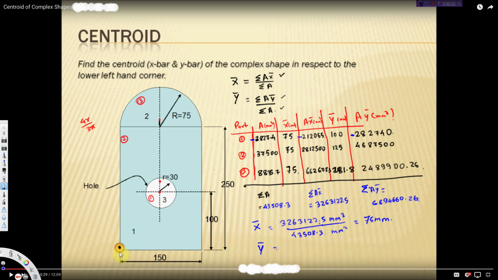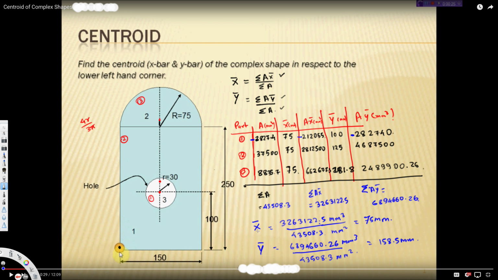Y bar is going to be equal to sigma A y bar, so it's going to be 6894660.26 in millimeter cubed over sigma A, that's 43508.3, that's millimeter squared, and the final value will be 158.5 millimeter. So these are the values for our final centroid point.